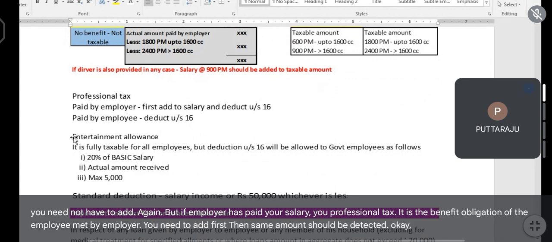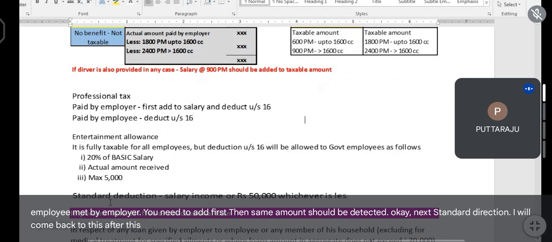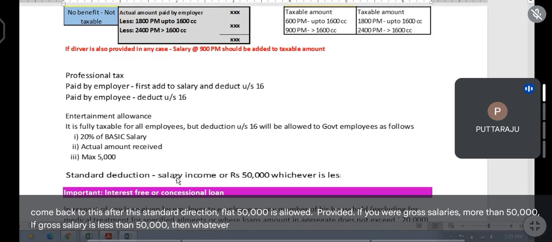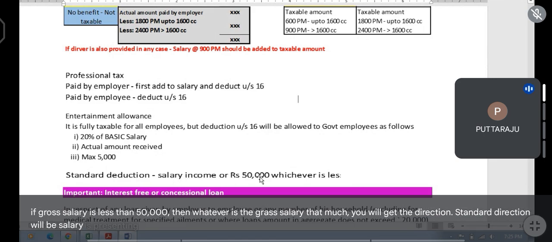Okay. Next, standard deduction. I will come back to this after this. Standard deduction: flat 50,000 is allowed provided your gross salary is more than 50,000. If gross salary is less than 50,000, then whatever the gross salary is, that much you will get as deduction. Standard deduction will be salary income or rupees 50,000, whichever is less.